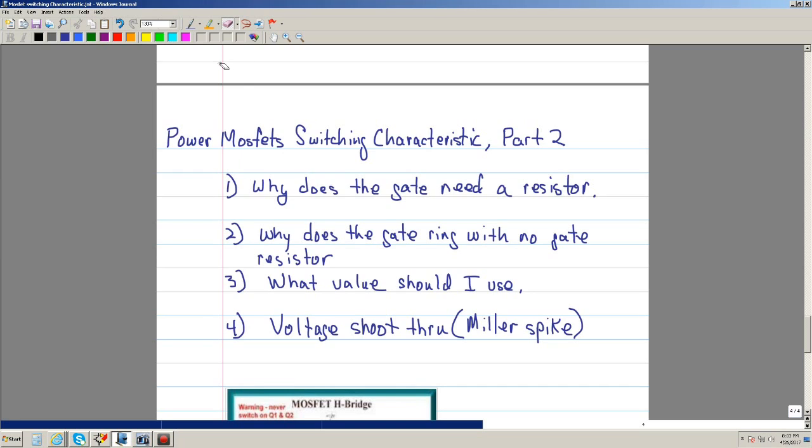Okay, so this is, I guess, a general statement as far as when you're using a power FET. You'll notice that most of your designs need a resistor on the gate. Have you ever wondered why? What's the reason that you need a resistor at the gate? If you don't have a resistor, you should see that your gate will ring. Why is that? And if you do use a resistor, what values would you use?